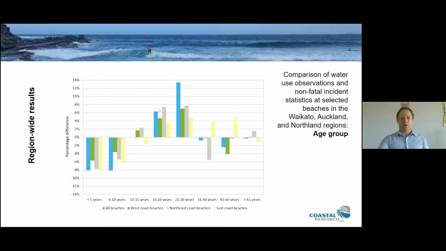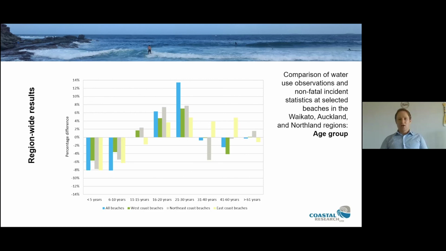However, those above the line at all sites, highly represented in the incident statistics, are those aged 16 to 30 years old. This really aligns with our thoughts in and around those that are taking greater risks, perhaps going further out in the water and perhaps underestimating the conditions and overestimating their abilities.